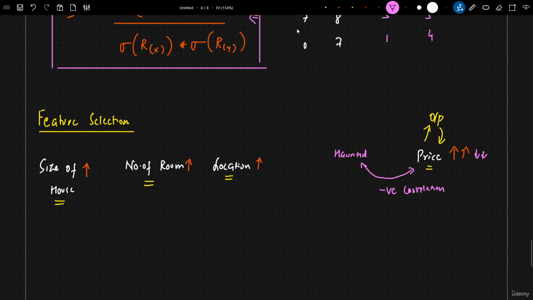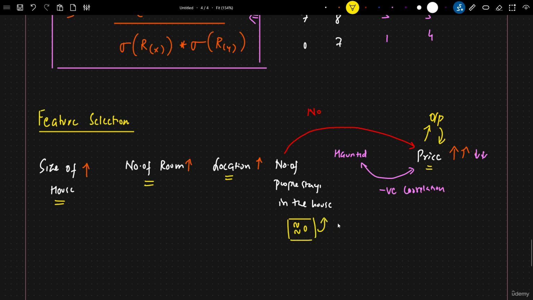Now let me say that there is one more feature, which is the number of people staying in the house. Do you think this feature will be directly proportional to the price? The answer is no. Why? Because in one house, any number of people can be staying, right? So this feature and the price are not at all correlated, right? If I try to find out the correlation between them, it will be approximately equal to 0. Why? Because this is not an important feature. How can the number of people staying in the house become a very important feature?